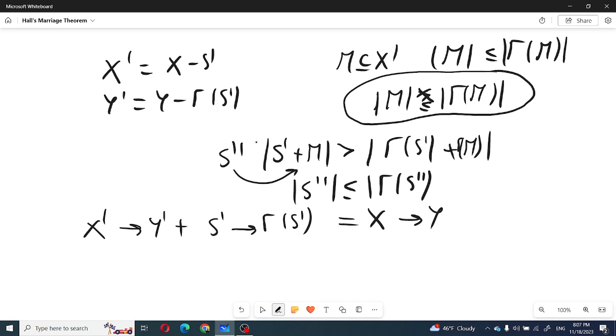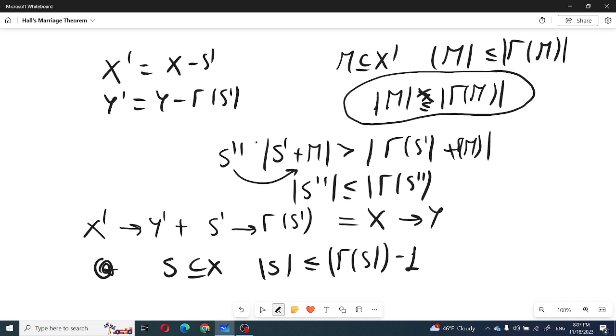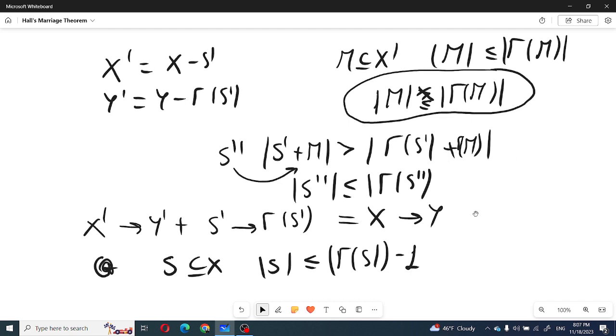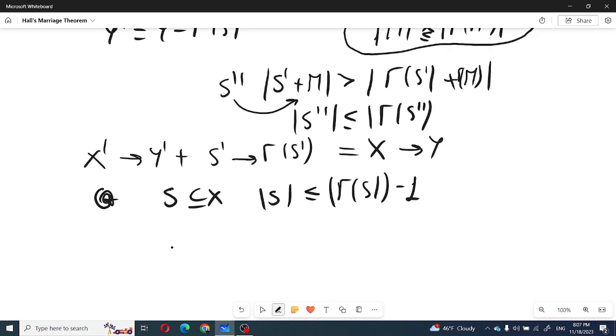Now let's discuss the second case. Then for every set S, subset of X, the size of S is less than or equal to the size of G of S, minus 1. And now take any 2 points, A and B, and connect them to each other. A is from X, this is the A point, and this is the B point in Y.